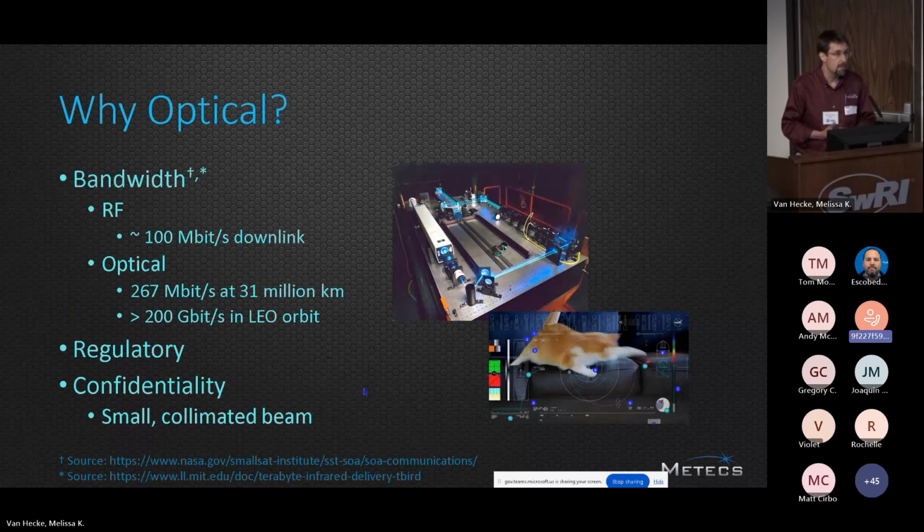So you get maybe 100 megabit a second downlink. You can go a little bit higher than that, but that's kind of what everybody's shooting for right now.